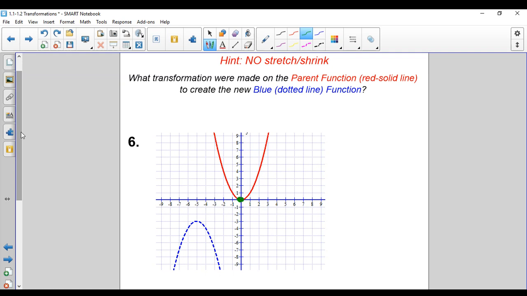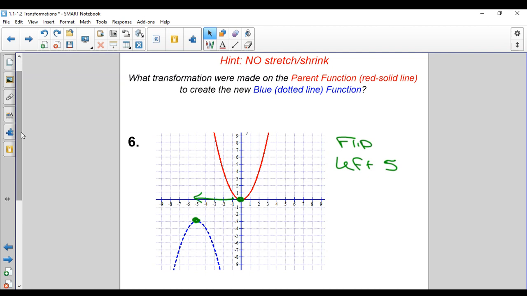What you need to pay attention to is the point called the vertex. You should know what the vertex is. That's what you're paying attention to see if it moved. We can obviously see that it got flipped. So we have that. Now, how did the vertex move? Well, we moved left 5 units. So we have that. And we also moved down 3 units. And there's our transformations that we made. There was a flip, we moved left 5 and down 3.